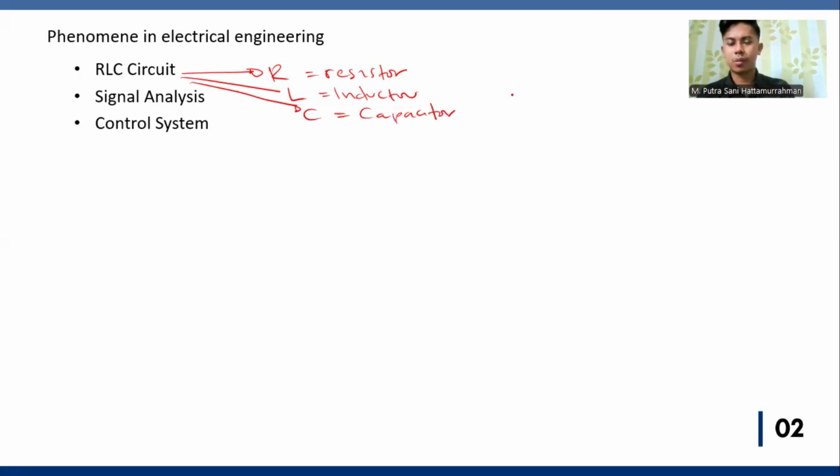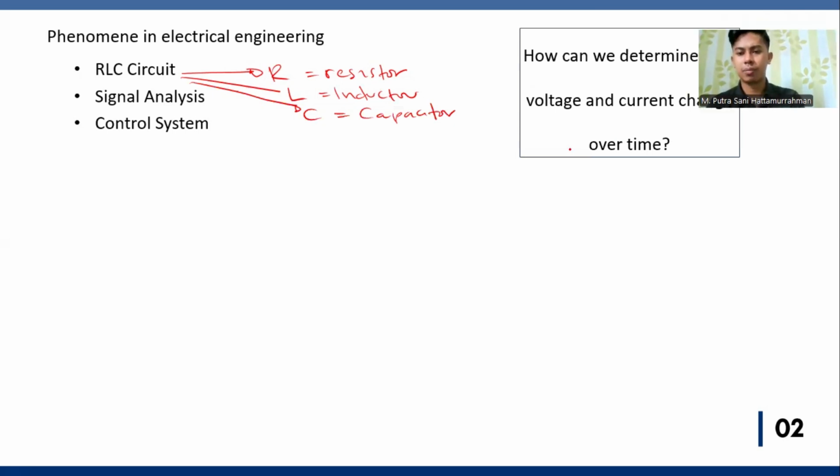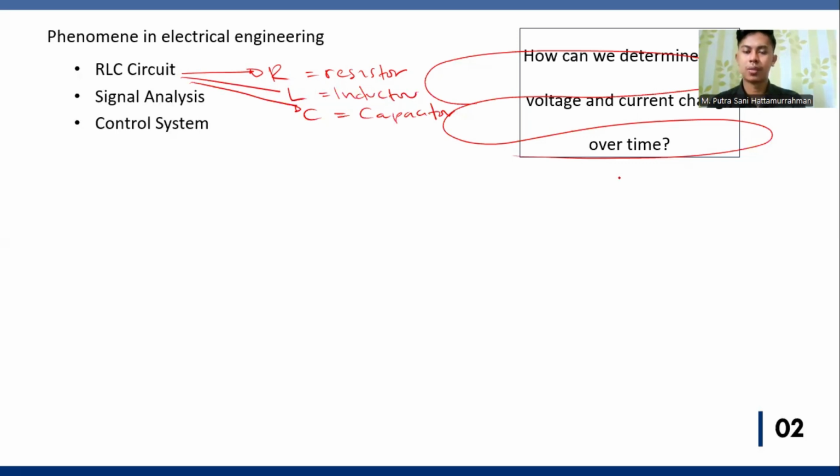But the big question is, how can we determine how voltage and current change over time? To answer this question, to find the voltage and current change over time, you have to solve the linear differential equation. Or maybe you can use linear differential equations to make a solution for what you want to find.